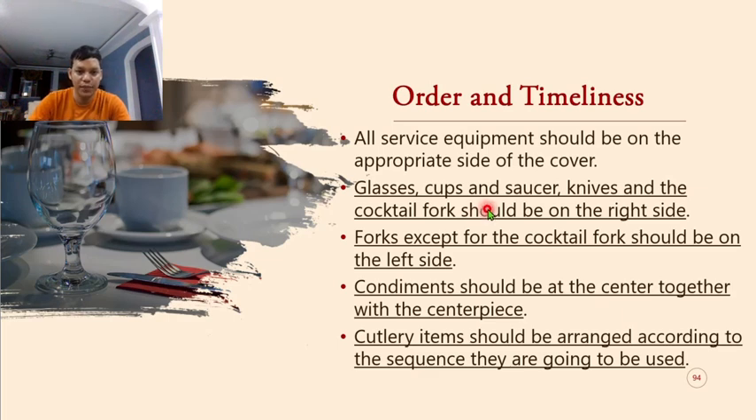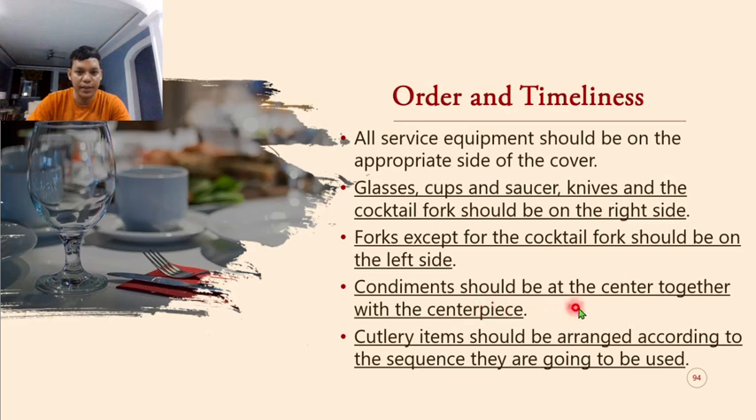Next, glasses, cups and saucers, knives, and the cocktail fork should be on the right side. So we need also to remember this one. The cocktail fork or the appetizer fork must be on the right side, because usually the forks are located on the left side, for example, the dinner fork, fish fork, and salad fork. But the cocktail fork is located on the right side, not on the left side. Also the glasses, cups, saucers, and knives. So again, forks except for the cocktail fork should be on the left side.